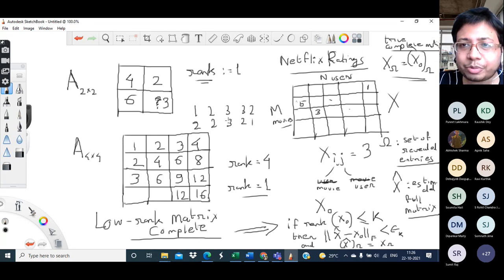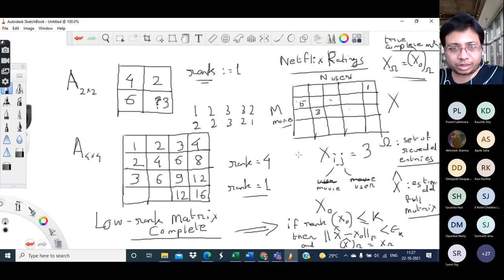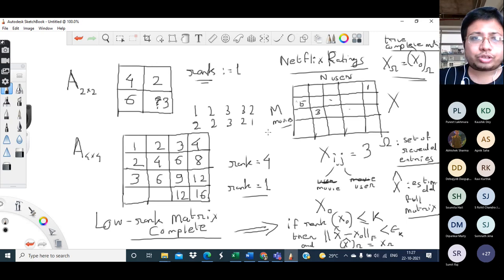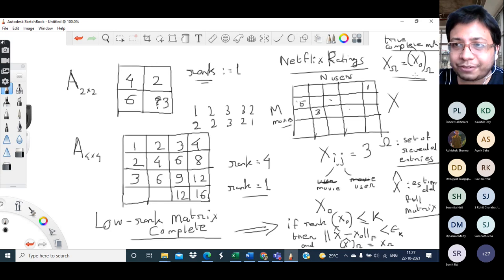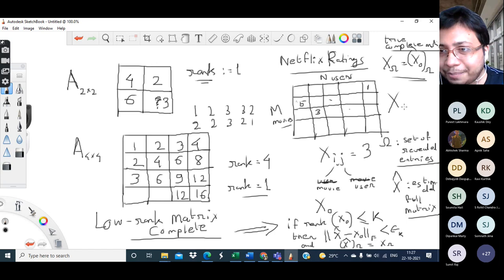But there is some reason to think that if I can approximate this matrix X naught by a low rank matrix, that approximation will not be very bad. So then basically the question is, how can I approximate any given matrix by a low rank matrix? What I am trying to say here is that X naught may not be a low rank matrix, but X naught may be quite close to a low rank matrix.